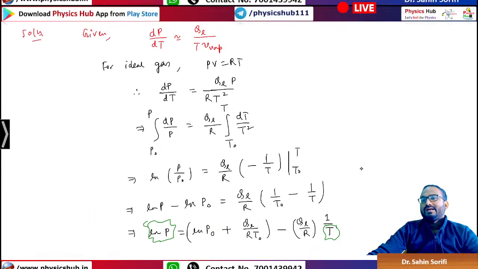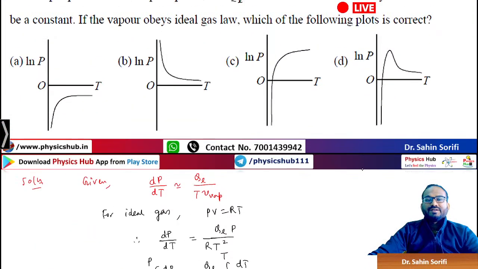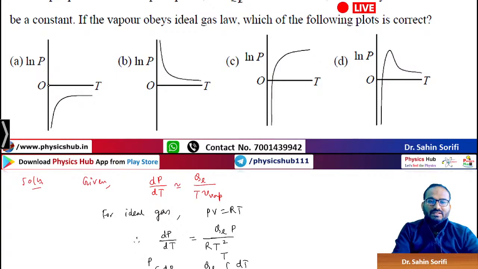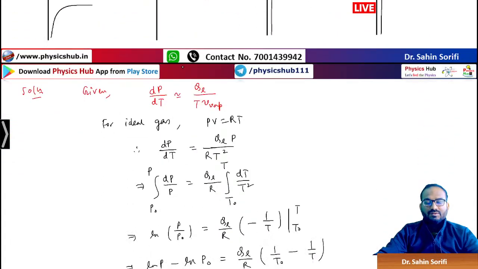So we can check at different points. What are the points we can check? One point we can check is the behavior at T equals 0, which is different. We can check the behavior at T equals infinity, that is also different, and we can have a rough check in between 0 and infinity. If we apply these three tests, then the correct option will come out.